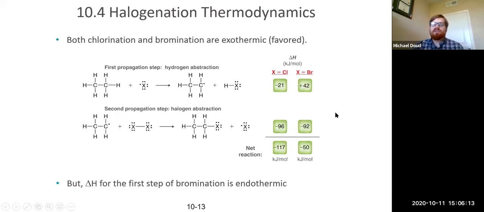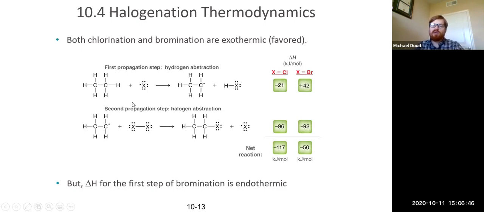So looking at the different steps here. Remember, we have the initiation step, right? That's where we take our chlorine and our bromine and we can split them apart with homolytic bond cleavage. We're not going to take that into account. We're only going to look at the propagation steps. The first one is the hydrogen abstraction. For chlorine, it's actually exothermic at minus 21 kilojoules per mole. For bromine, it's endothermic, it's plus 42 kilojoules per mole.